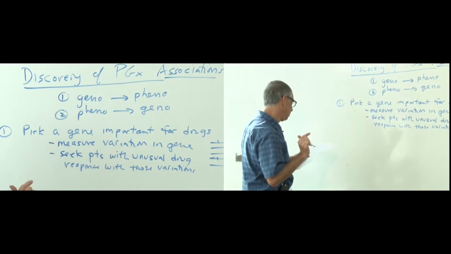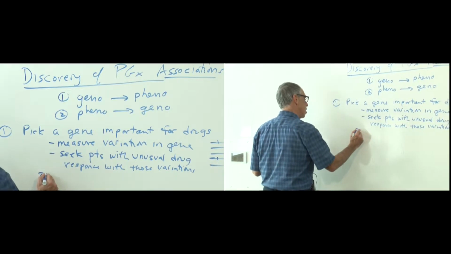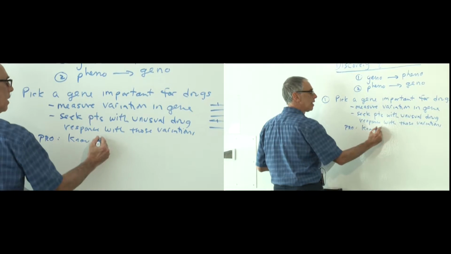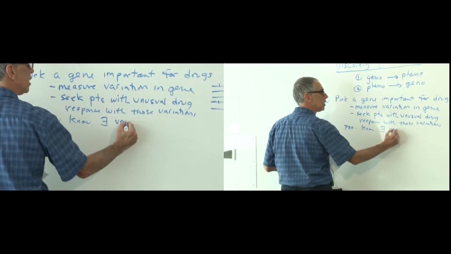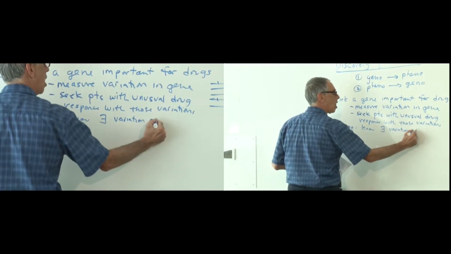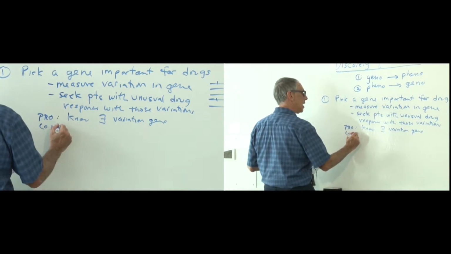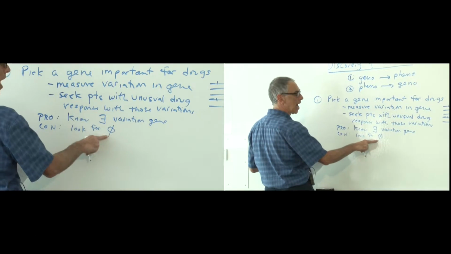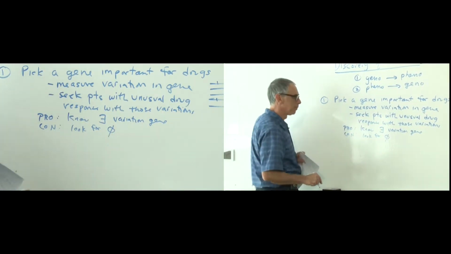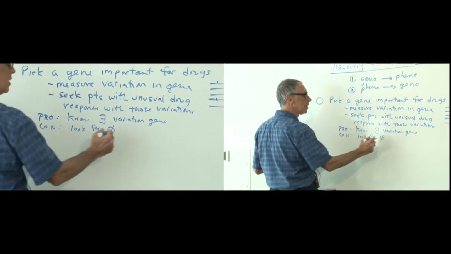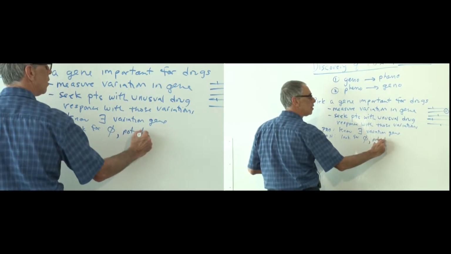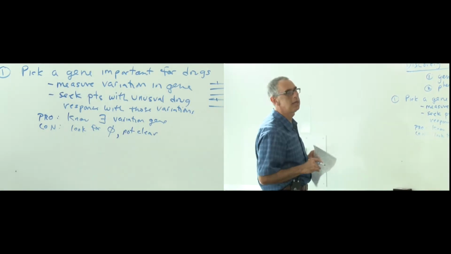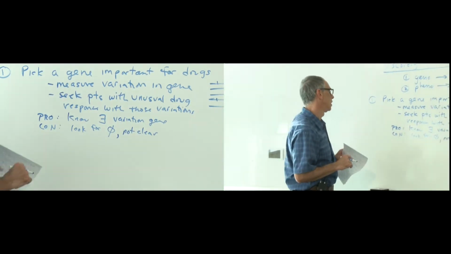So the pros are that you know that there exists variation in the gene. The con is that you have to look for the phenotype. I'm going to use phi for phenotype in this lecture, in this segment. You have to look for the phenotype, and it's not clear that you'll find anything. But this is a common way to search for pharmacogenomics associations.